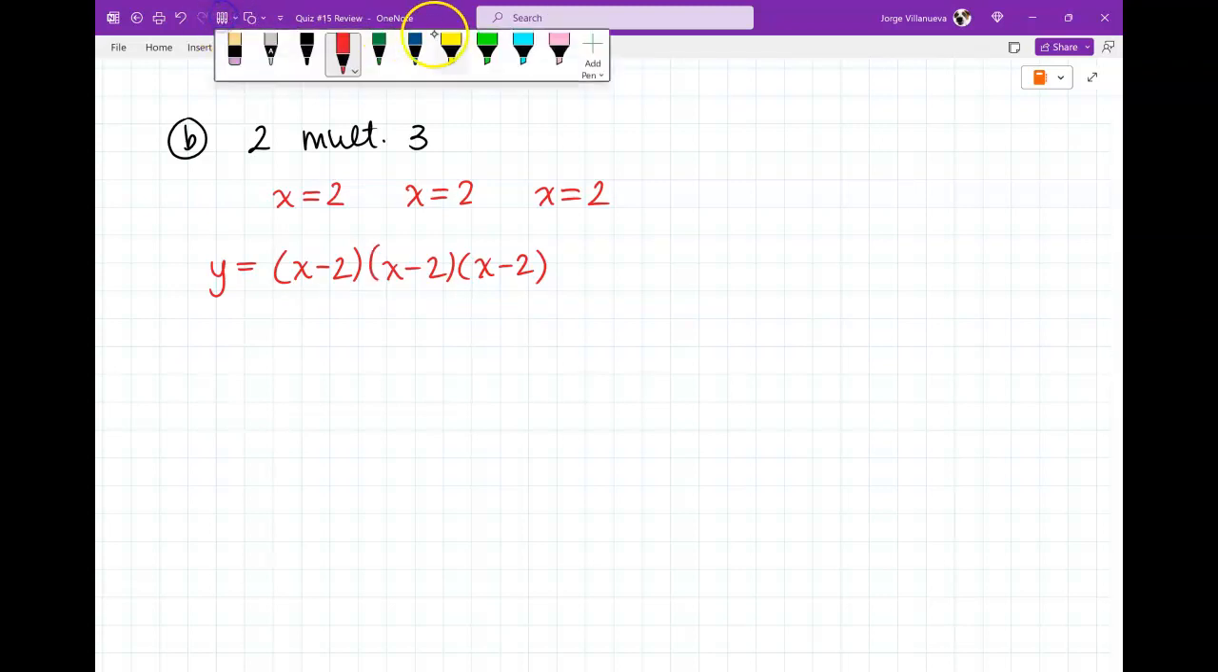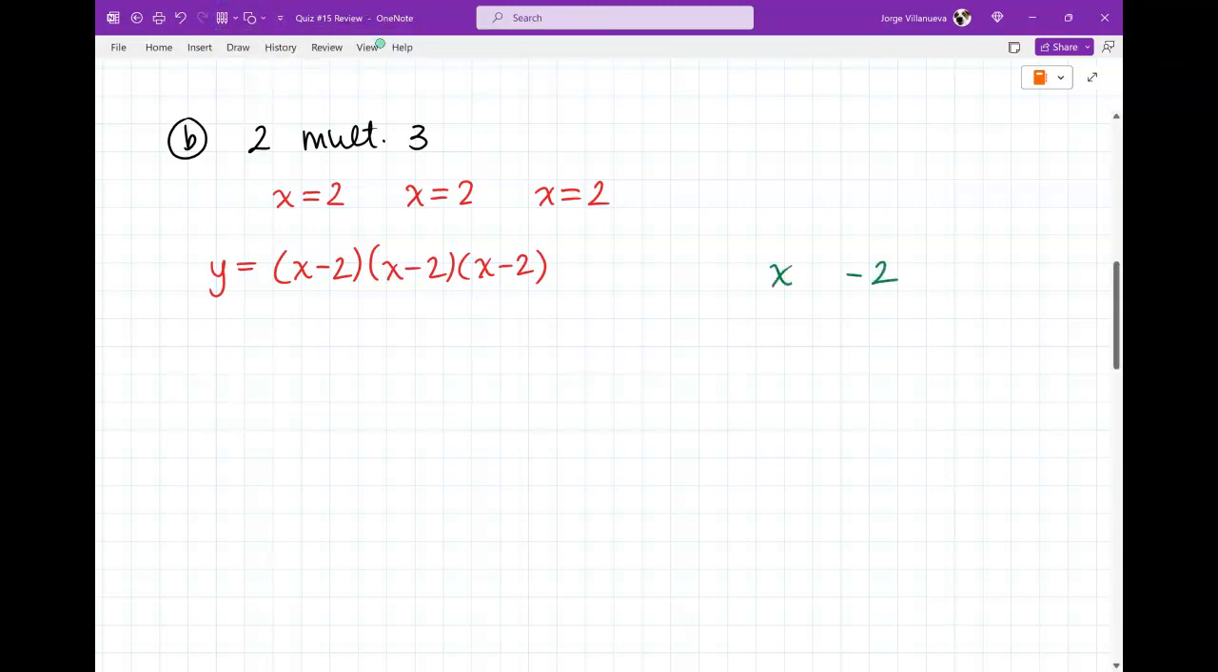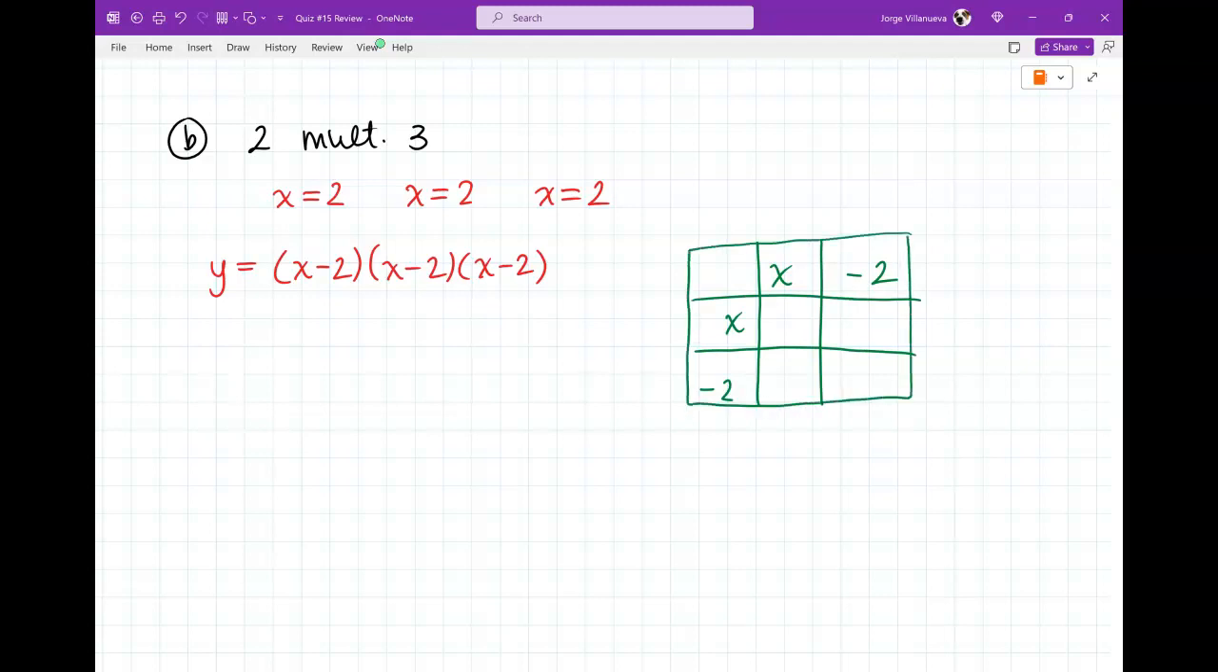So, it's x minus 2. Let's make sure I get that right this time. X minus 2. So x times x, that's x squared. Negative 2 times x is negative 2x. Negative 2 times x is negative 2x. And negative 2 times negative 2, positive 4.